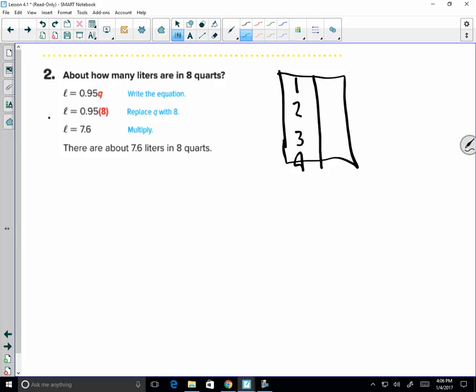So instead, I'm going to use our equation that we wrote. Liters equals 0.95 quarts. And I'm going to replace Q with 8. I'm going to plug in 8 because it's asking how many liters are in 8 quarts. Plug in 8 for Q, multiply. So there are about 7.6 liters in 8 quarts.